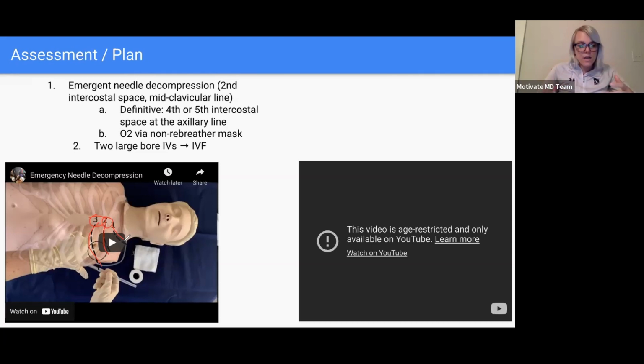You know you've done it well when you hear that big gush of air. You can hear it being released from that space, okay? The reason this is happening is we have air in the pleural space, which is a potential space, causing the lung to collapse, okay? We'll go over an image of that in the following slides. But the definitive way that we're going to treat this is putting in a chest tube, especially if we need to.